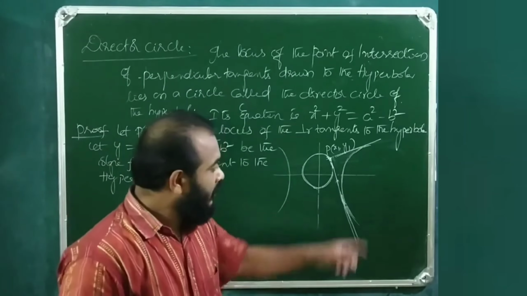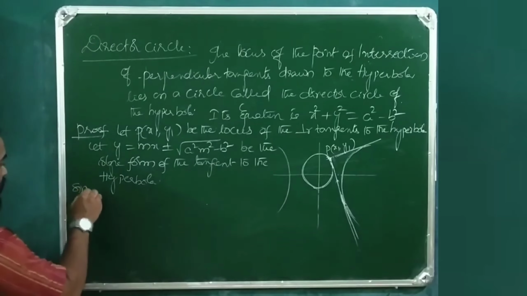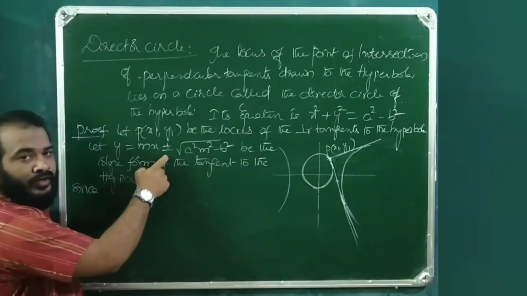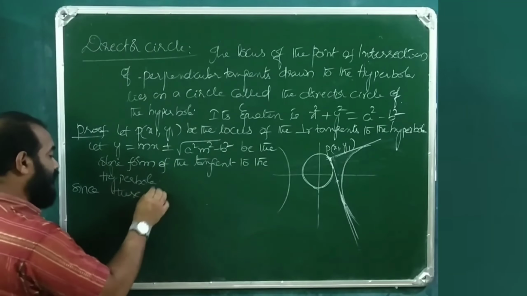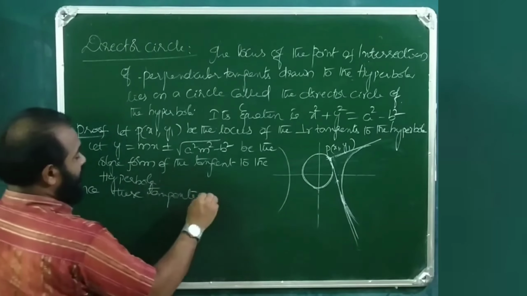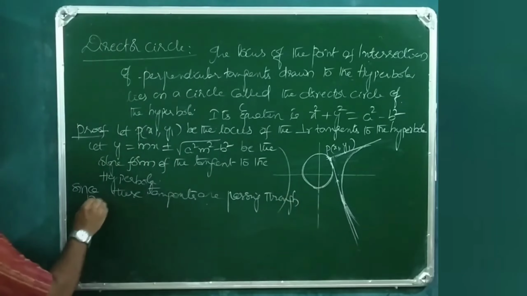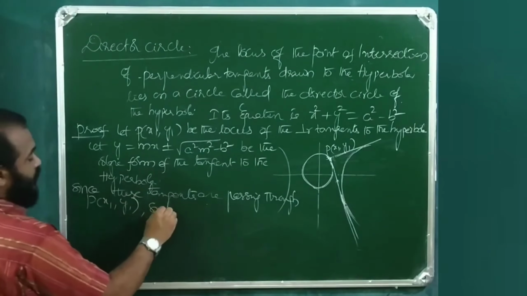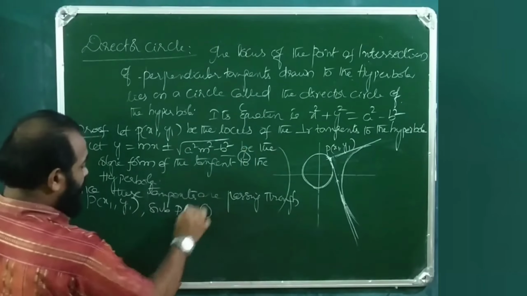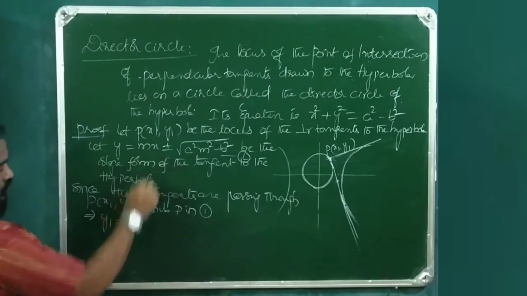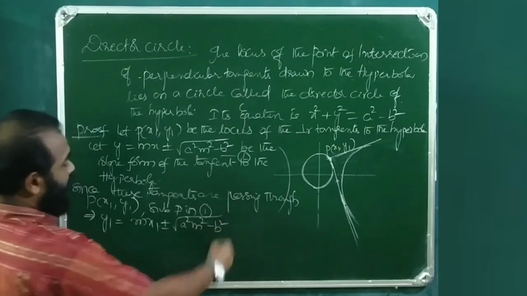Since these tangents are passing through this point P(x1, y1), and plus or minus means there are two tangents included in this, substituting P in equation 1, we get y1 equals to mx1 plus or minus square root of a square m square minus b square.